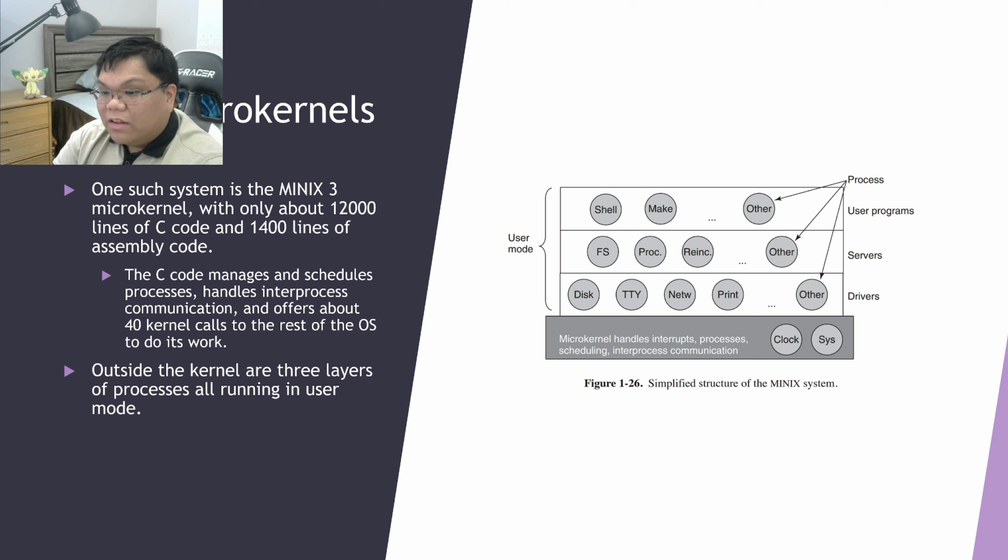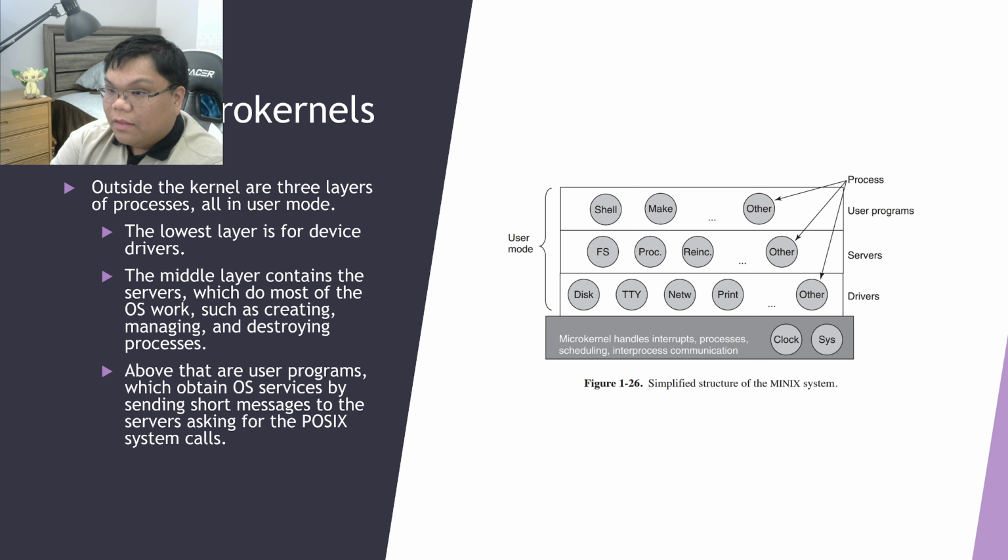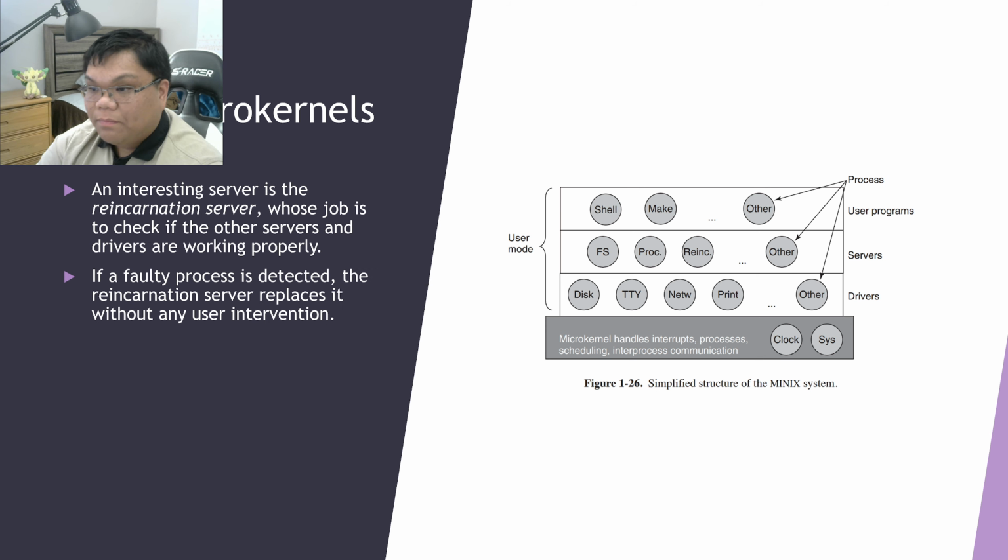So outside the kernel are 3 layers of processes, and they're all in user mode. They are user programs, servers, and drivers. The drivers, that's the lowest level. The middle layer contains the servers, which do most of the operating system work, such as creating, managing and destroying processes. And above that are the user programs, which obtain OS services by sending short messages to the servers asking for the appropriate POSIX system calls.